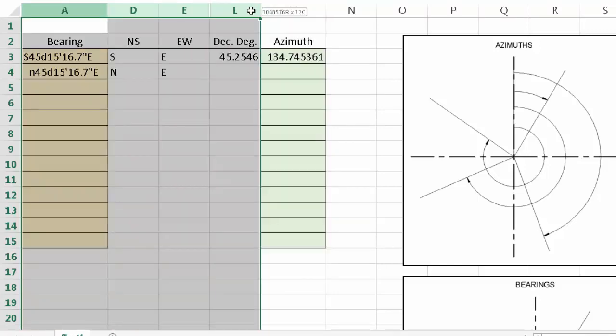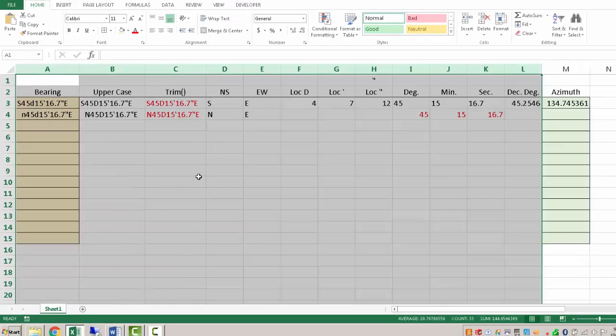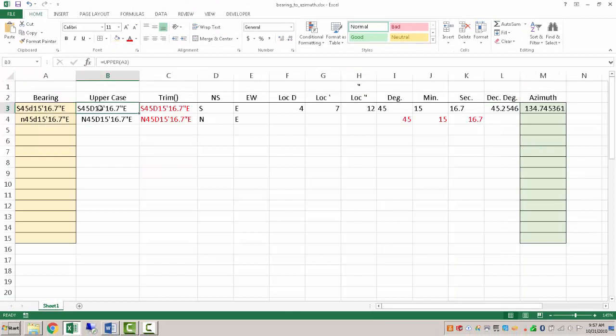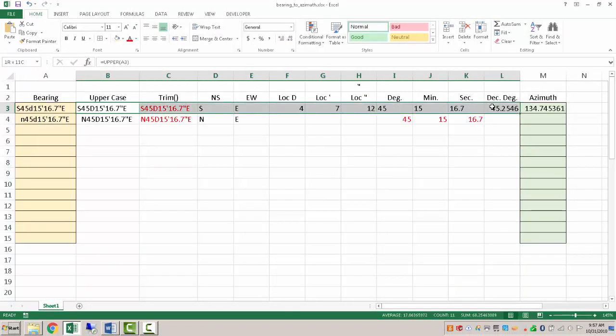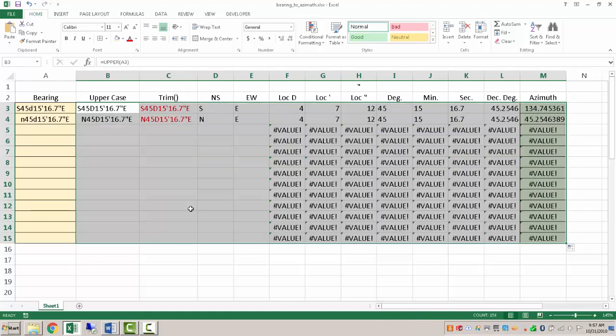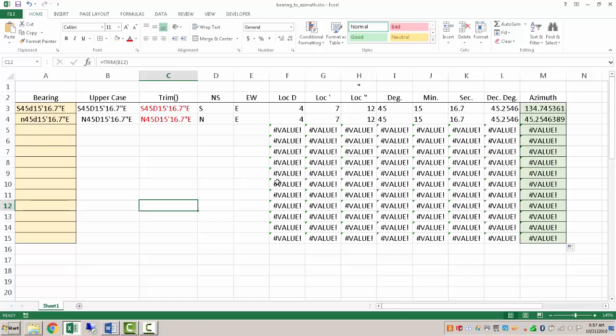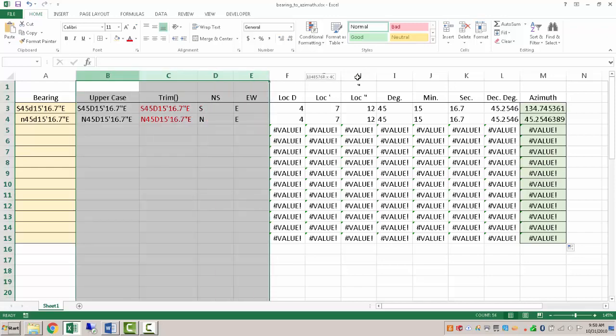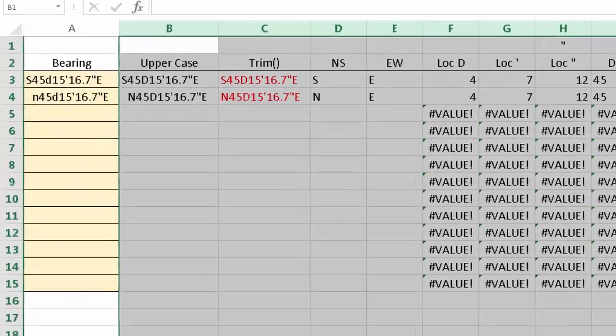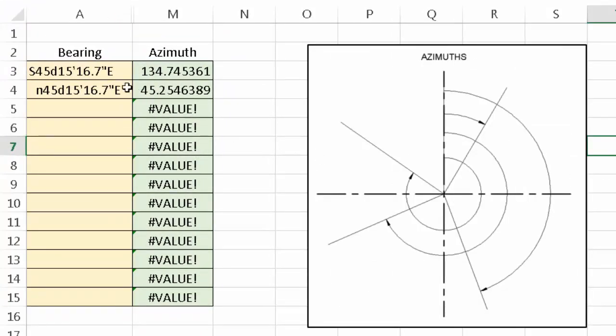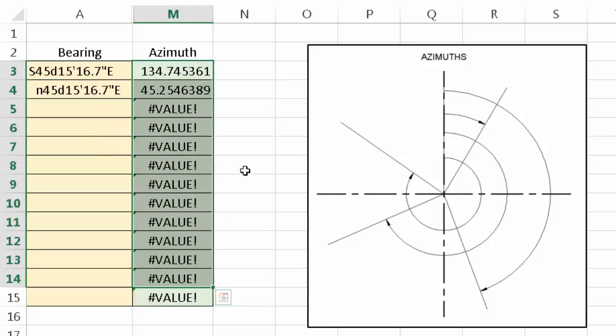So to make this work for all of my equations, I'm going to unhide my columns, and I am going to copy paste these formulas all the way down here. And you can see that the ones that don't have data in are currently hidden. So we'll hide these. And now we have a place for input and the resulting output here.